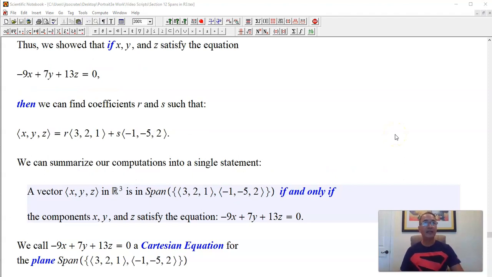So what we have just shown is that if x, y, and z satisfy the Cartesian equation minus 9x plus 7y plus 13z is 0, then we can find R and S so that x, y, z is R times 3, 2, 1 plus S times minus 1, minus 5, 2. And so we can put those two statements together into a single if and only if statement, namely, a vector xyz in R3 is in span of 3, 2, 1, minus 1, minus 5, 2, if and only if the components x, y, and z satisfy the equation minus 9x plus 7y plus 13z is 0. So again, we call minus 9x plus 7y plus 13z equals 0 a Cartesian plane for the plane span 3, 2, 1 and minus 1, minus 5, 2.